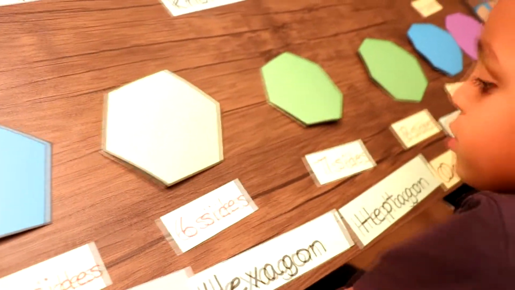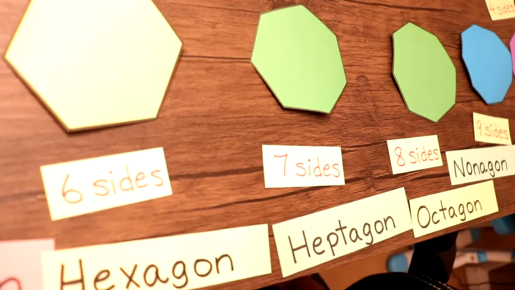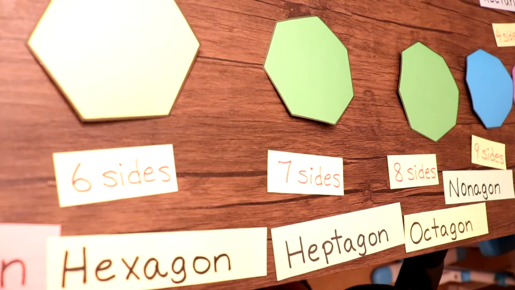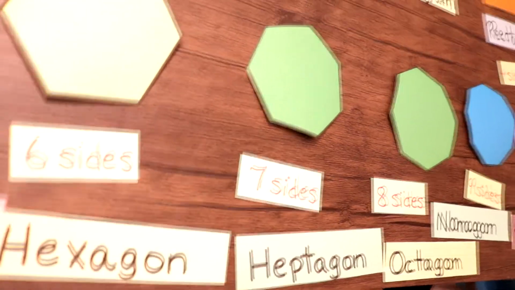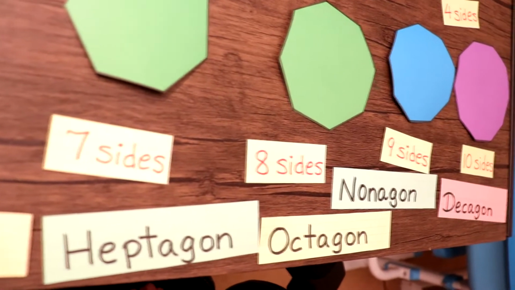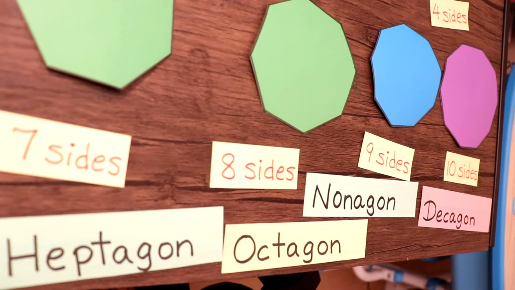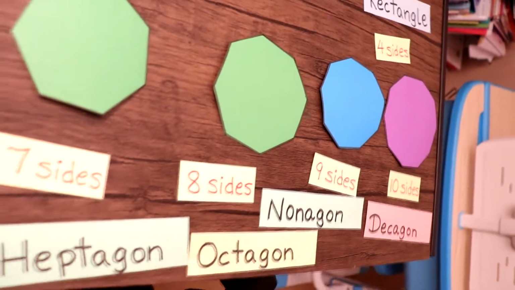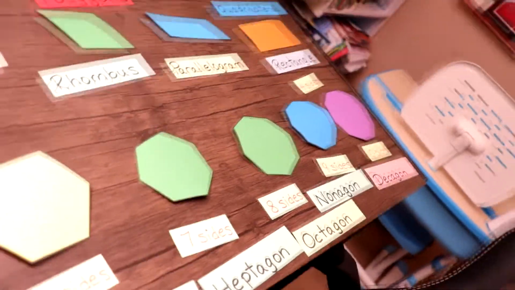Hexagon. 7 sides? Heptagon. 8 sides? Octagon. That's my favorite one. 9 sides? Nonagon. And 10 sides? Decagon.